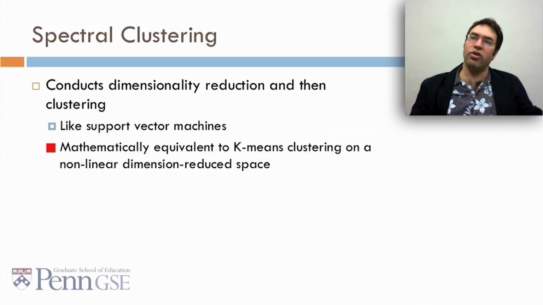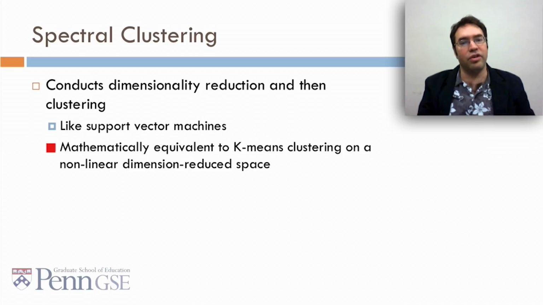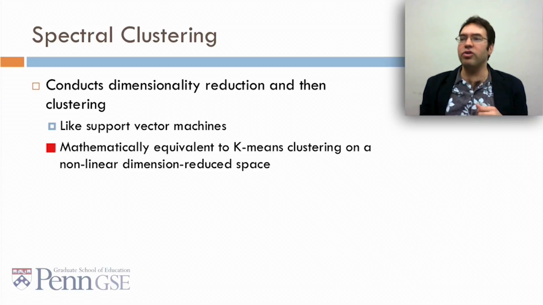Basically, the idea is that spectral clustering collapses your dimensions. Let's say you have 90 dimensions, it collapses them into 4, and then clusters in those 4 dimensions. So why would you want to do spectral clustering?